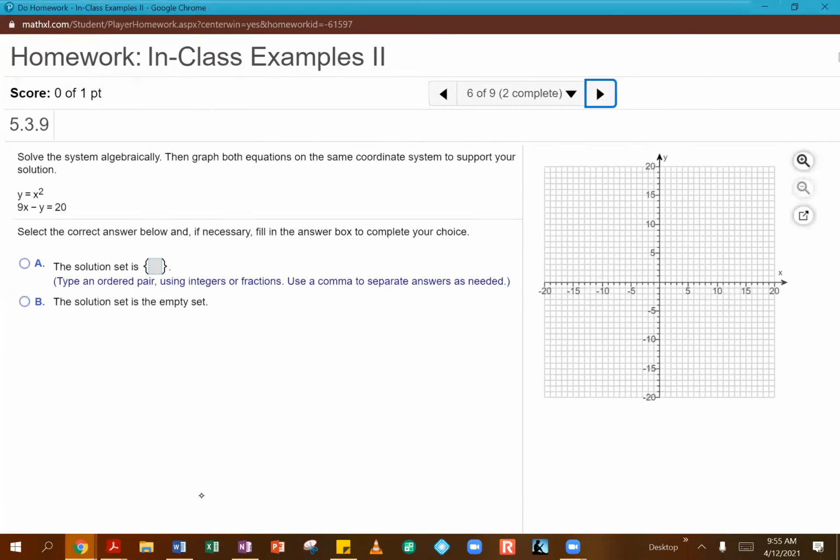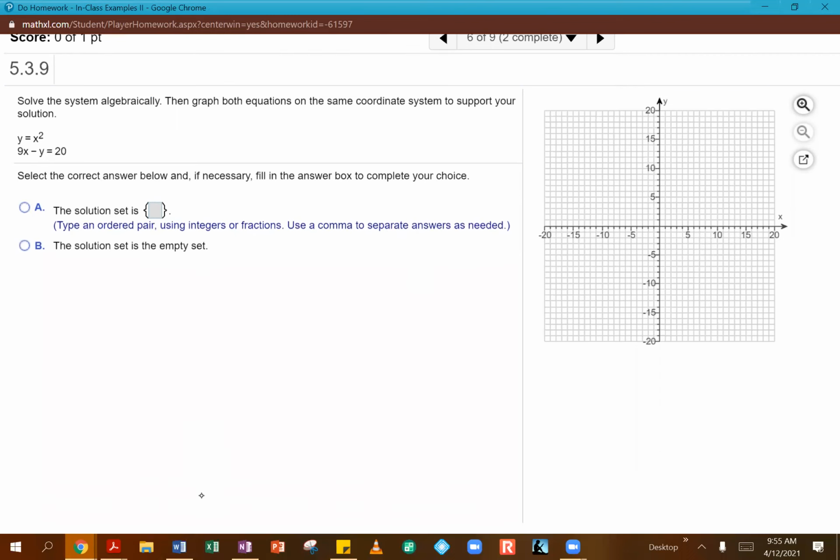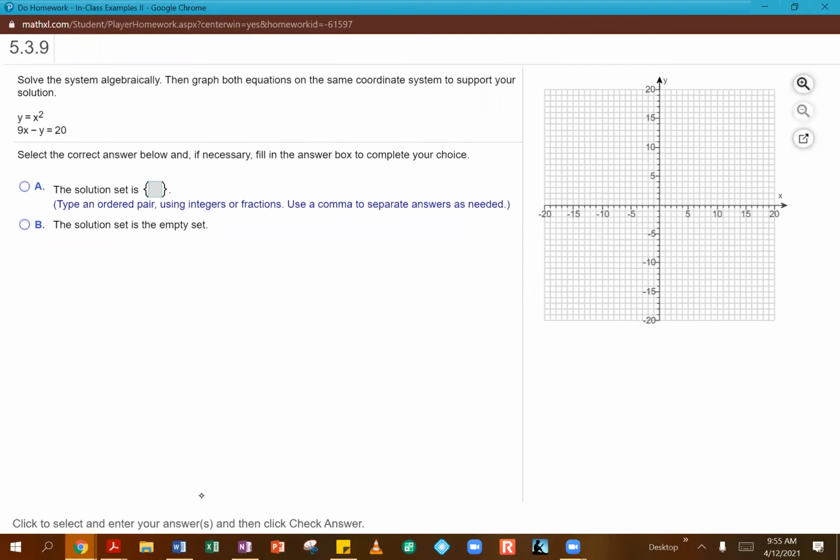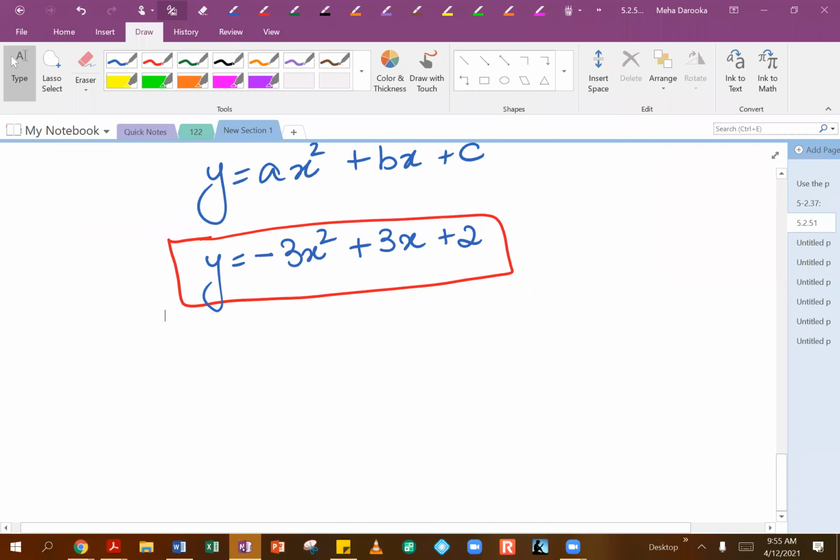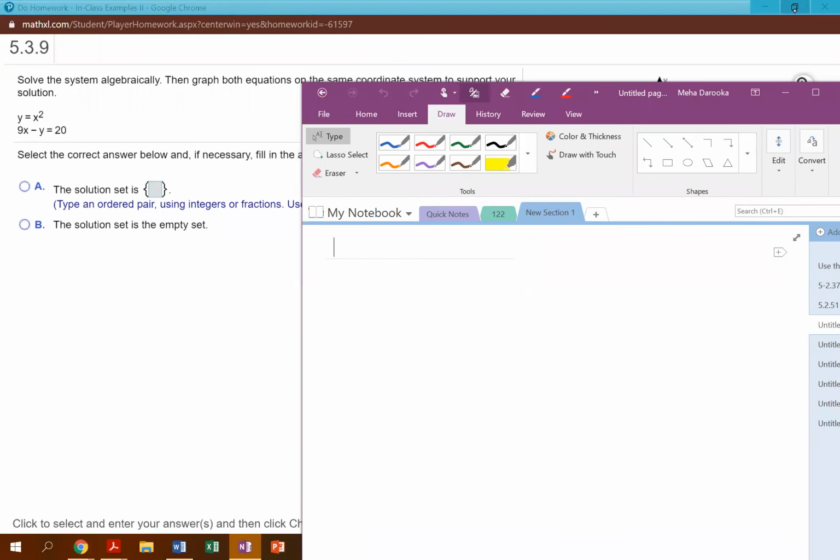So let's take a look at some examples from your homework over here. They're asking us to solve the system algebraically, and then they're asking us to graph it to make sure the answers we came up with through the algebraic method are also supported by the graphing method. So let's take a look at how, algebraically, we can go ahead and solve this system.